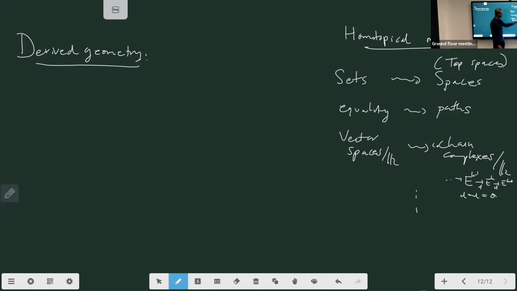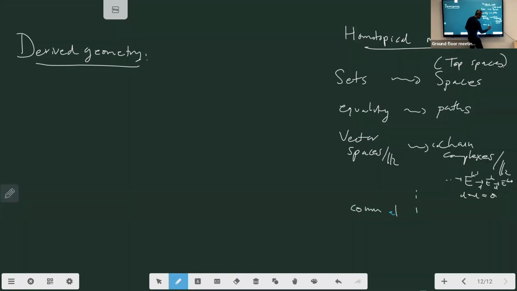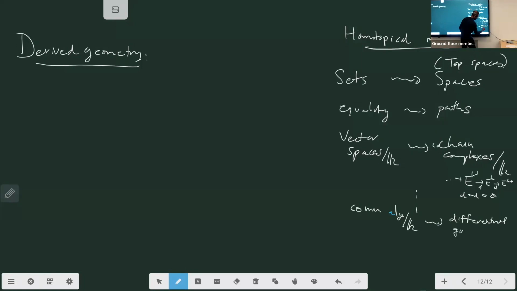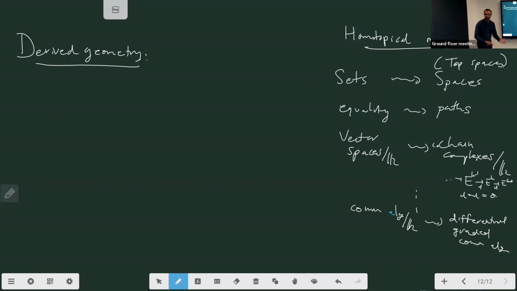So every classical notion of mathematics has a homotopical notion. You can replace sets by spaces, equality by paths, vector spaces by chain complexes. So commutative algebras would get replaced by differential graded commutative algebras. A differential graded commutative algebra is basically a chain complex with a multiplication that is compatible with the differential and is commutative in a super sense, in a graded sense.